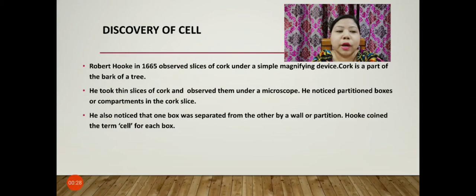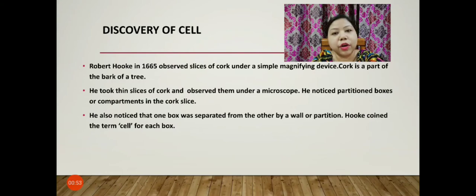He noticed partitioned boxes or compartments in the cork cell, and he also found out that it looked like a honeycomb structure. He also noticed that one box was separated from the other by a wall or a partition. So Robert Hooke coined the term cell for each box.